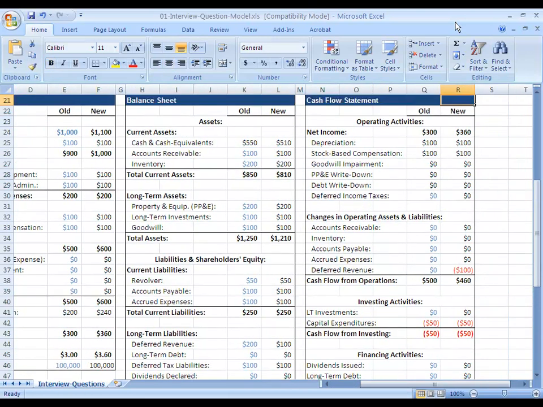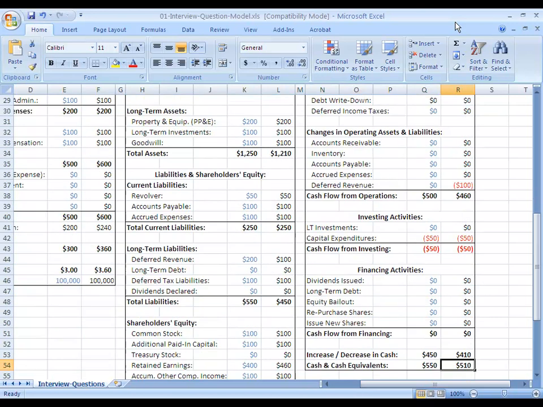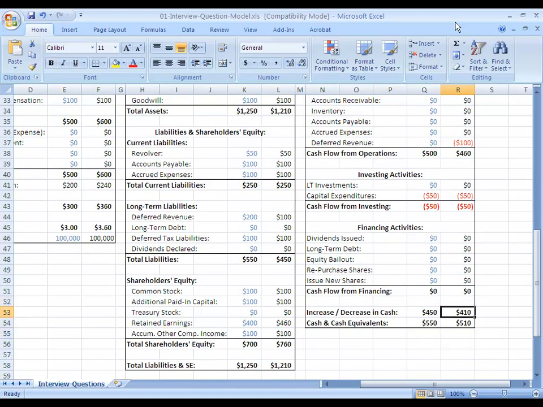The cash flow statement, so net income is up by 60, but then deferred revenue going down. Remember, when a liability goes down, that drains your cash flow. So that subtracts 100 from our cash flow. So overall, cash flow from operations is down by 40 here. No changes under investing or financing activities, so overall our cash has decreased by 40 in this case.